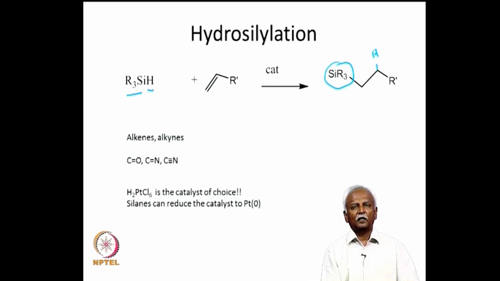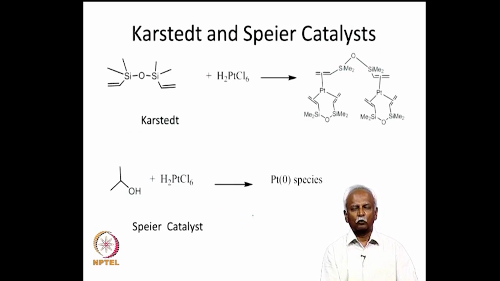Now, the catalyst of choice, as shown in this slide, could be in any oxidation state of platinum, because the silane reduces the platinum from whatever oxidation state you start with. In this case, it is shown as a +4 oxidation state, and it reduces the catalyst to the 0 oxidation state, platinum 0. Platinum 0 is the active form of the catalyst.